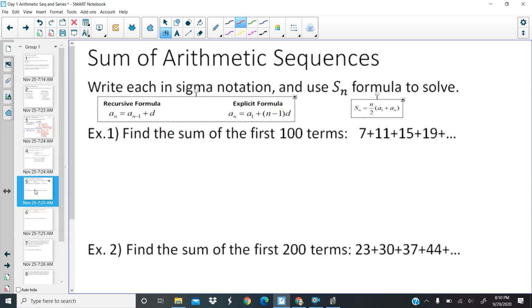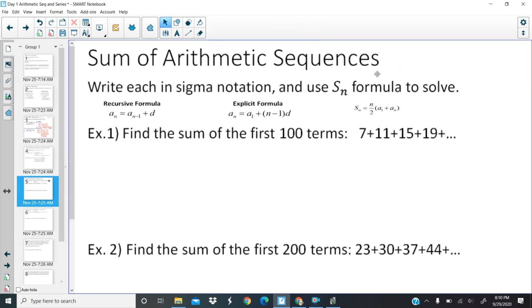So we are going to go into some of these. Find the sum of the first 100 terms of this. This is going to be kind of long, but that's okay. The first thing that you're going to want to do to be able to find the sum is you're going to have to find a sub n. So that's going to be a sub 100. We need to figure out what the explicit formula is before we can do that.